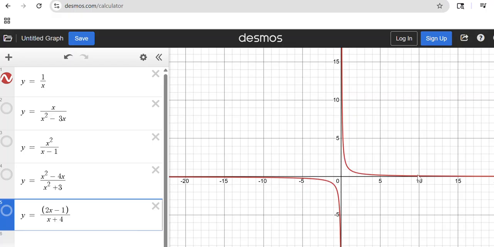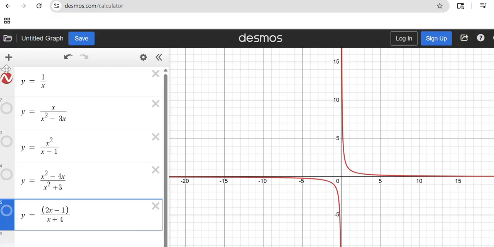We see an asymptote right here. And that asymptote going horizontally is y equals 0. And if we go vertical, there's one vertically at x equals 0. So it has two asymptotes.